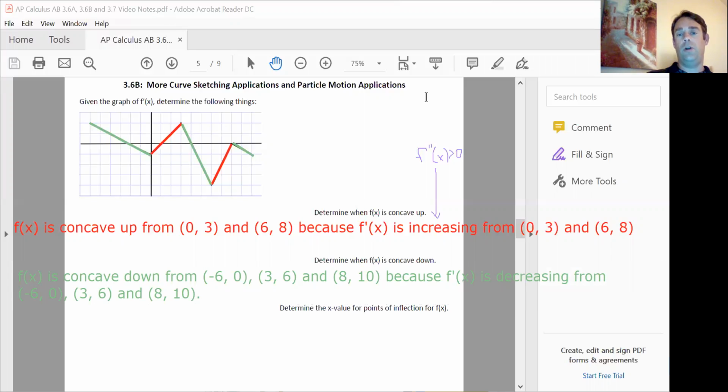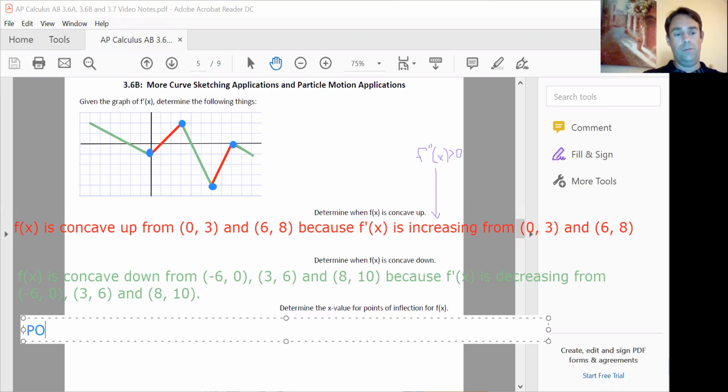All right, last one, our points of inflection. So this is when our second derivative changes signs, or in this case, when my first derivative changes direction. So that happens at all these cusps, 1, 2, 3, and 4. I have 4 points of inflection on this problem. So again, we will write about it.